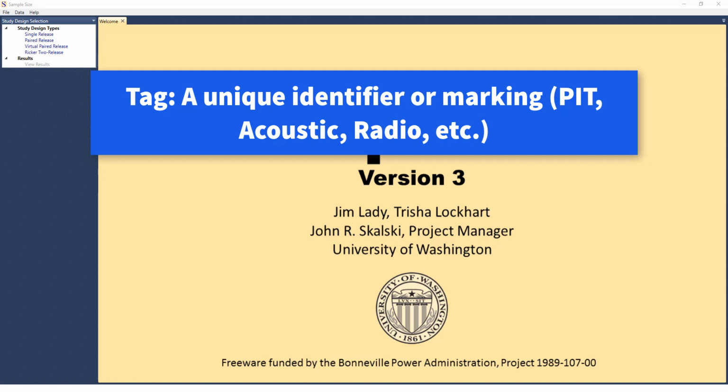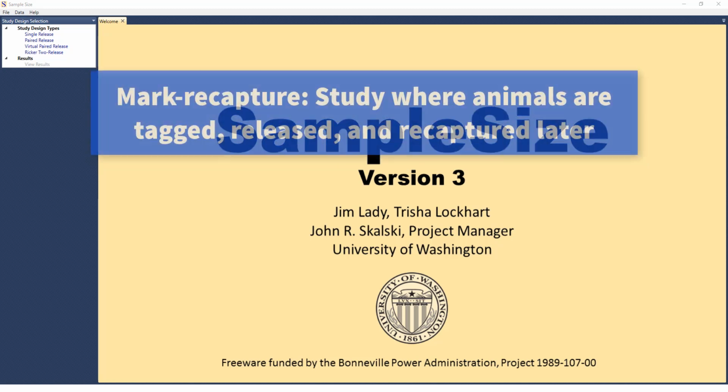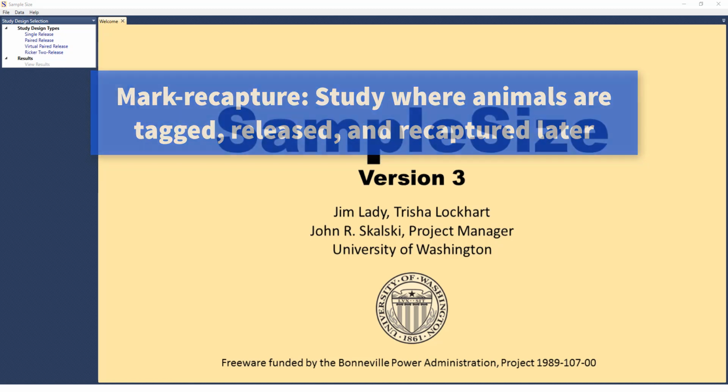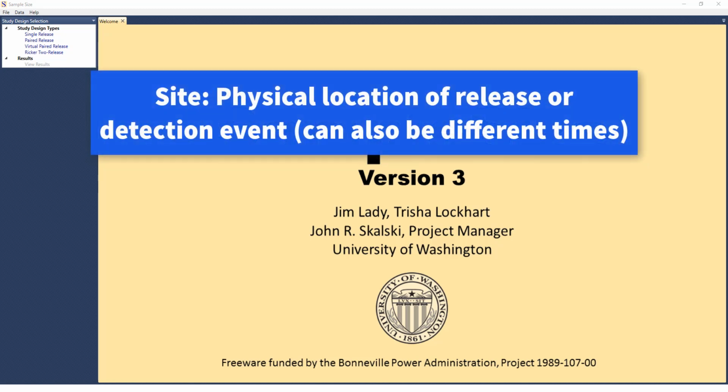Tag is used in place of animal, fish, species of interest. A tag is a unique identifier for a specific animal, thus can be a unique marking, a PIT, radio, acoustic tag, etc. Mark recapture is a type of study where animals are tagged, marked, released, and then recaptured at a later period or periods. SampleSize is designed for these types of studies. A site is the physical location of a release or detection event. This type of study design could also take place through time, i.e. a comparison of two release groups, one in spring and the next 2 weeks later, both the same location. Site then stands for time.